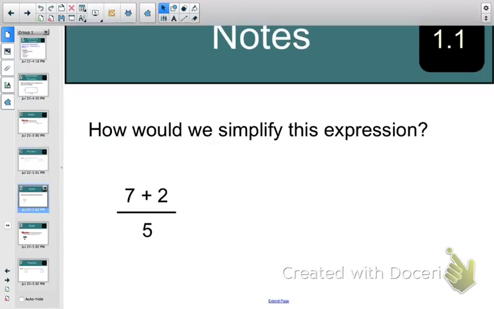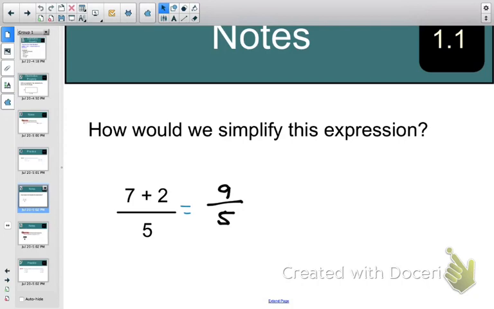Okay, so then let's look at something like this. How would we simplify this expression? So we have 7 plus 2 all over 5. So typically, what I would do anyway, is I would just add the top together. 7 plus 2 is 9. 9 over 5. And that fraction can't be simplified, so we're just going to leave it like that.